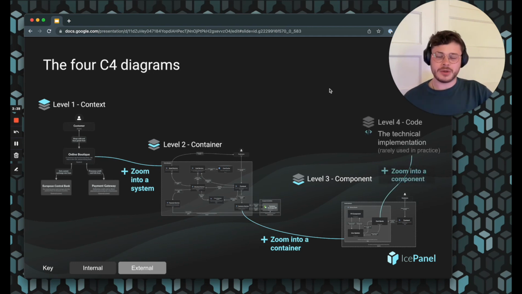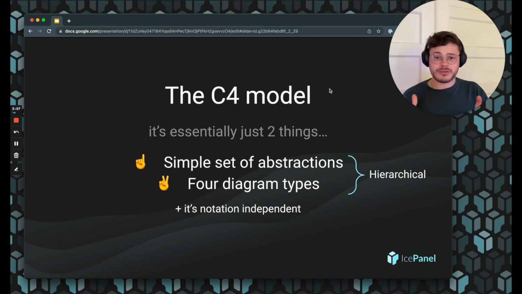Now, for those who are maybe eagle-eyed, you'll notice that we didn't talk about the code level diagrams. This is actually very rarely used in practice, and if it is used, it's more for a very small part of the design process. UML class diagrams, for example, is where you would diagram out your code level diagramming. So, as a recap, the C4 model is just two things: a simple set of abstractions and 4 diagram types.